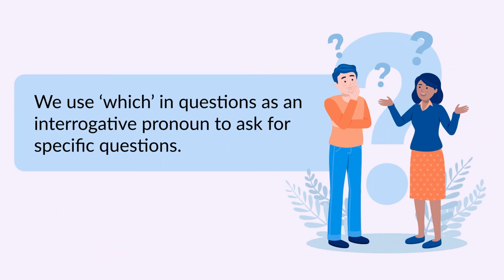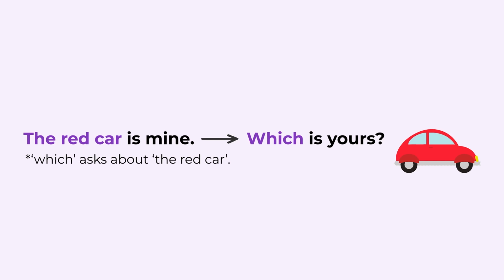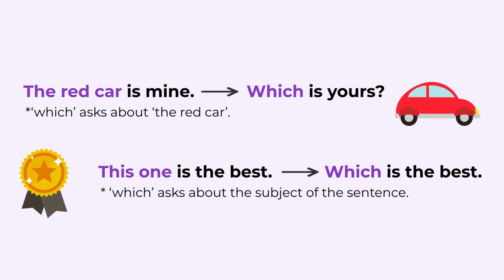We use which in questions as an interrogative pronoun to ask for specific questions. Look at these examples. The red car is mine. Which is yours? Which asks about the red car. This one is the best. Which is the best? Which asks about the subject of the sentence.